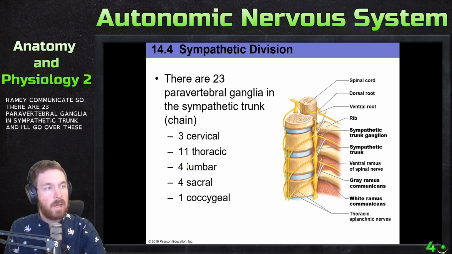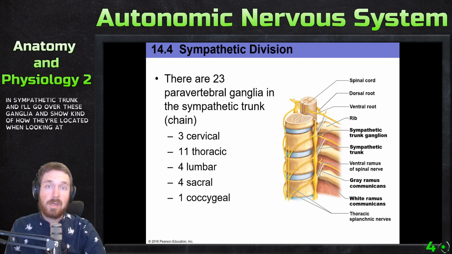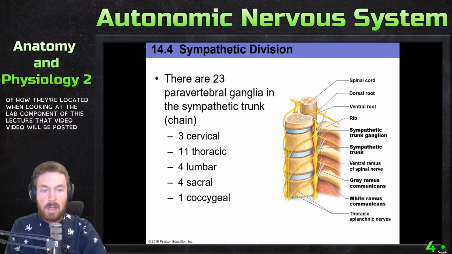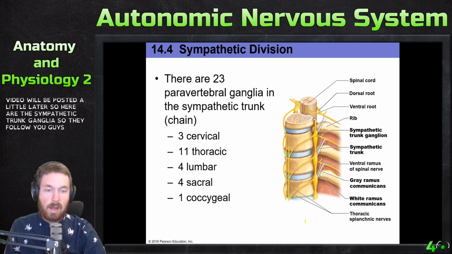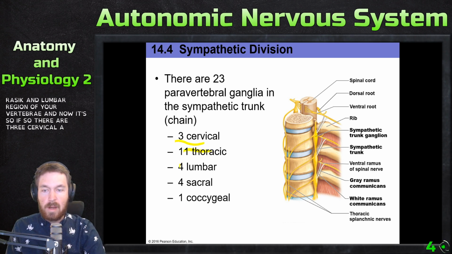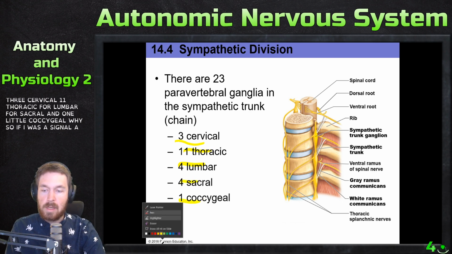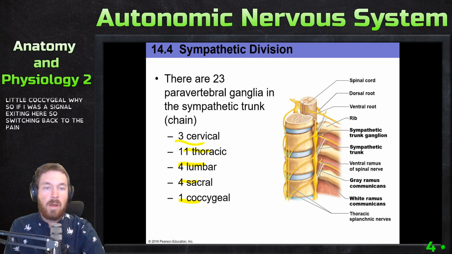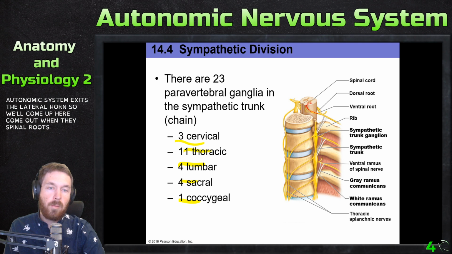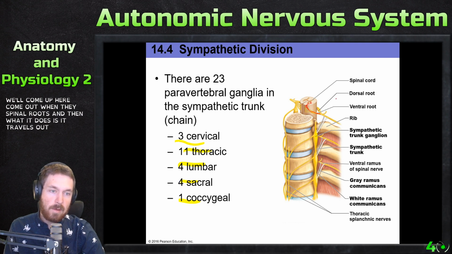I'll go over these ganglia and show how they're located when looking at the lab component of this lecture. That video will be posted a little later. So here are the sympathetic trunk ganglia. They follow the thoracic and lumbar region of your vertebrae. There are 3 cervical, 11 thoracic, 4 lumbar, 4 sacral, and 1 little coccygeal one. So if I was a signal exiting here, switching back to the pen, remember the autonomic system exits the lateral horn. So it would come up here, come out one of these spinal roots, and then it travels out. So this is the ventral root right here.